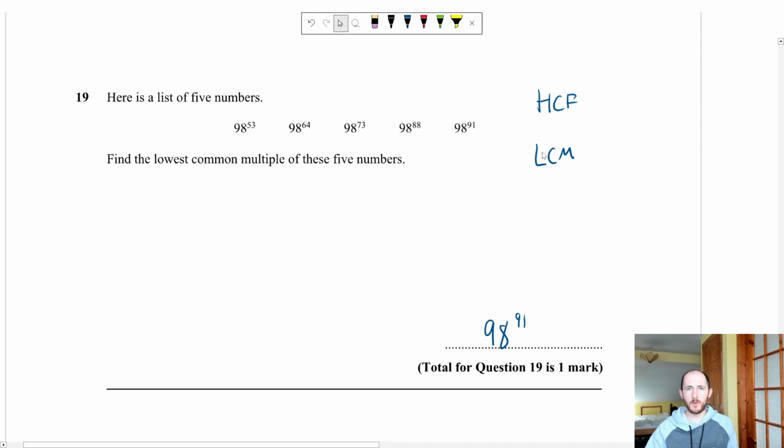Same with the lowest common multiple. The smallest number that all of these numbers are a part of is going to be the biggest number here, because if this was 98 to the power of 92, then of course it would be its next highest multiple. So it's essentially highest common factor, you pick the smallest value, lowest common multiple, you pick the biggest value, and that's it. But hopefully that makes a bit more sense as to why, but really have a think about why if you're a bit unsure.